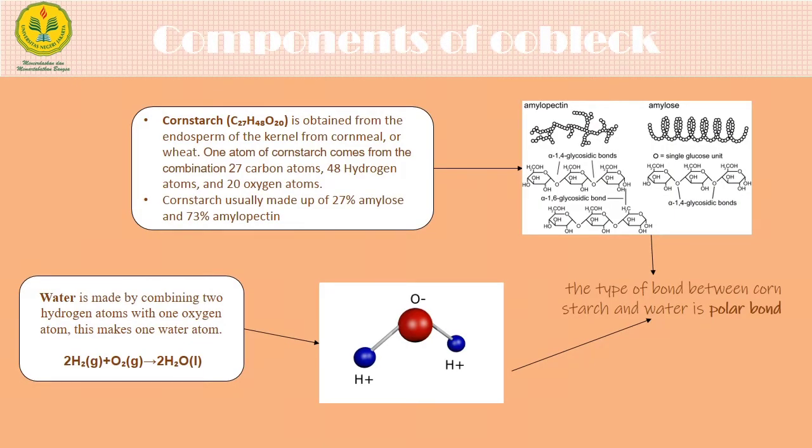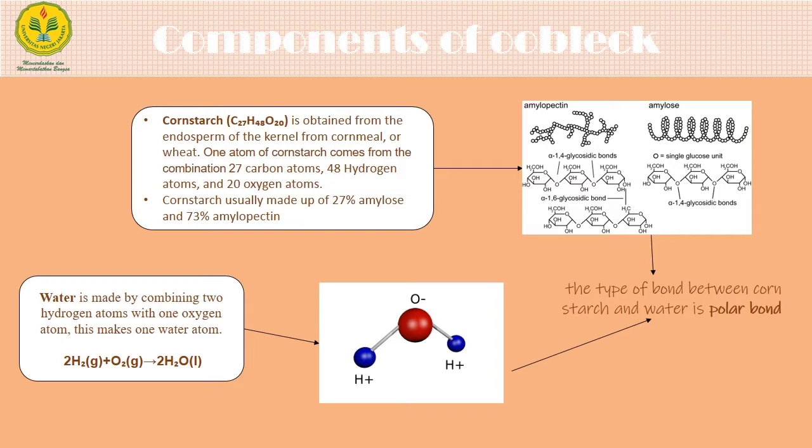Components of Oobleck. Oobleck is made from cornstarch and water. Cornstarch is obtained from the endosperm of the kernel of corn or wheat. One molecule of cornstarch comes from the combination of 27 carbon atoms, 48 hydrogen atoms, and 20 oxygen atoms. Cornstarch is usually made up of 27% amylose and 73% amylopectin. Amylose gives hardness and amylopectin gives thickness.